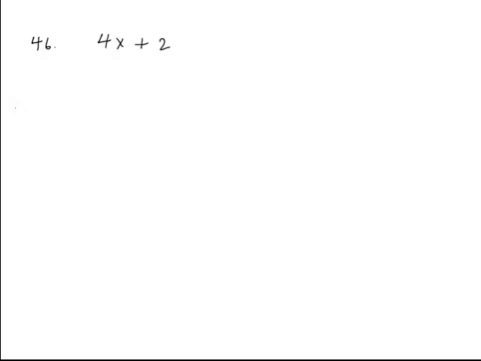Hey, I thought I'd work a few of these factoring problems with you. We have 4x plus 2. We're going to pull out the greatest common factor. A 4 and a 2 only have a 2 in common. There are no x's in common.